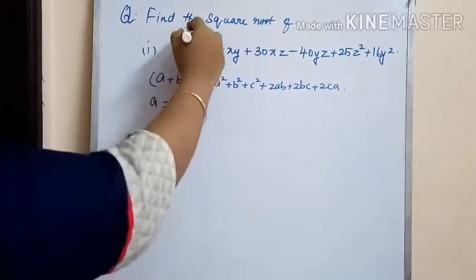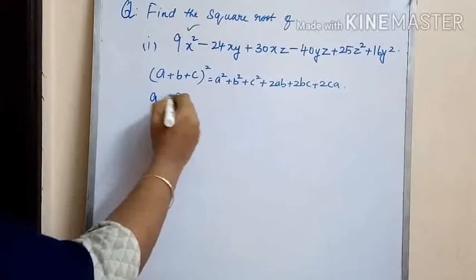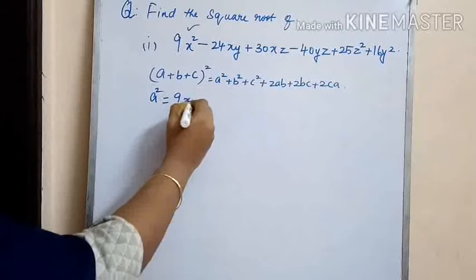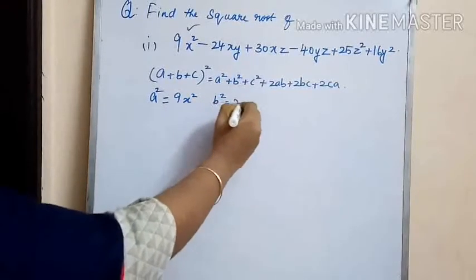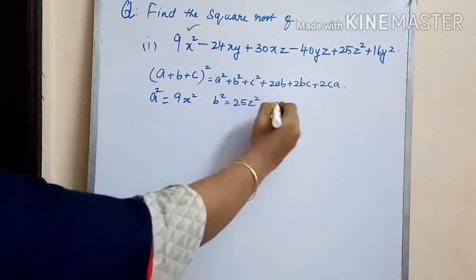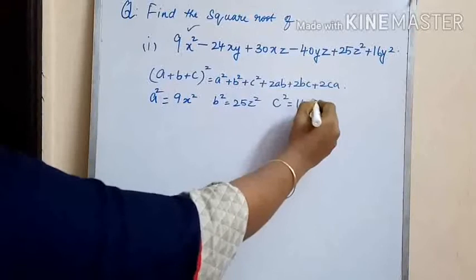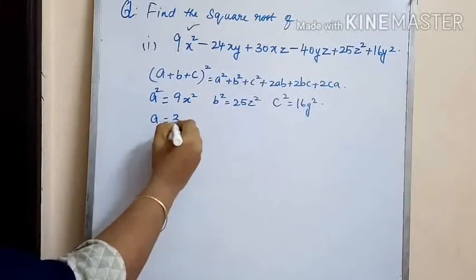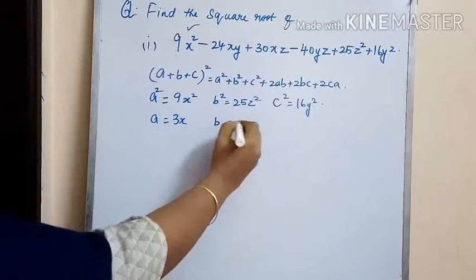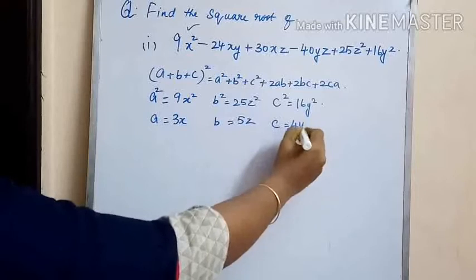So now let us find what is a, what is b, what is c. So we have a squared as 9x squared, b square as 25z squared, and c square as 16y squared. So which implies a is equal to 3x, b is equal to 5z, c is equal to 4y.